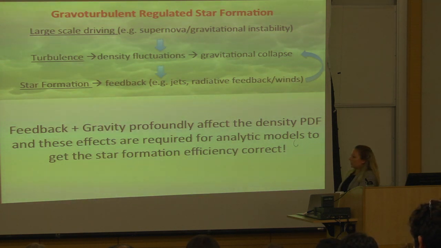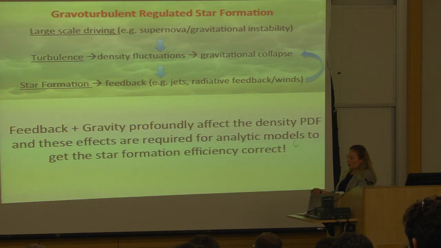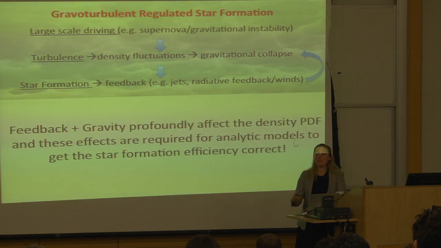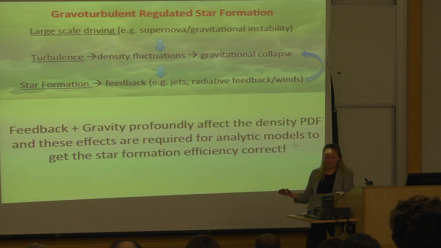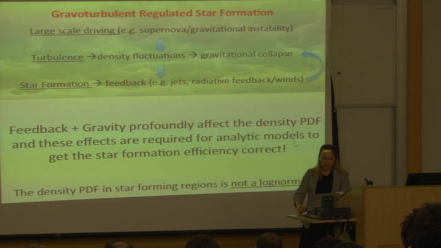And so the bottom line here, and this is really just the takeaway point now, is that you have to include the effects of gravity and stellar feedback if you want to model the efficiency of star formation. And in particular, both of those effects also alter the density PDF. And if you don't include them, then you can't predict the star formation efficiency. And it almost seems like a no-brainer that you should include gravity for star formation, right? But those analytic models up until this point hadn't included them. So what did we do?